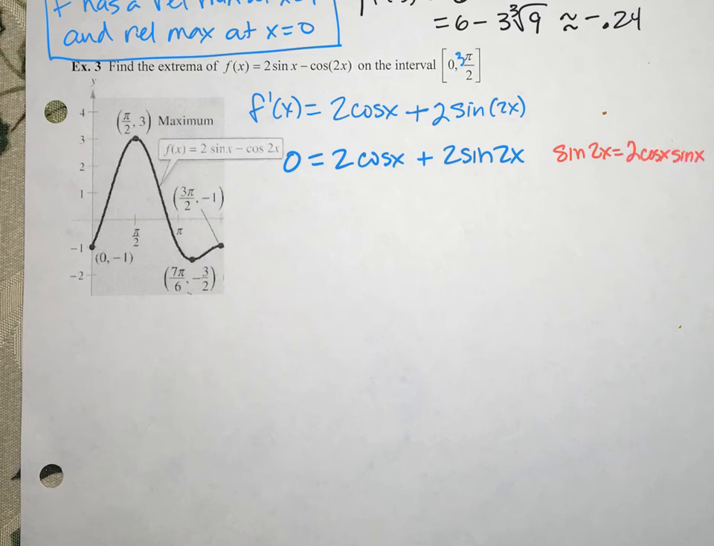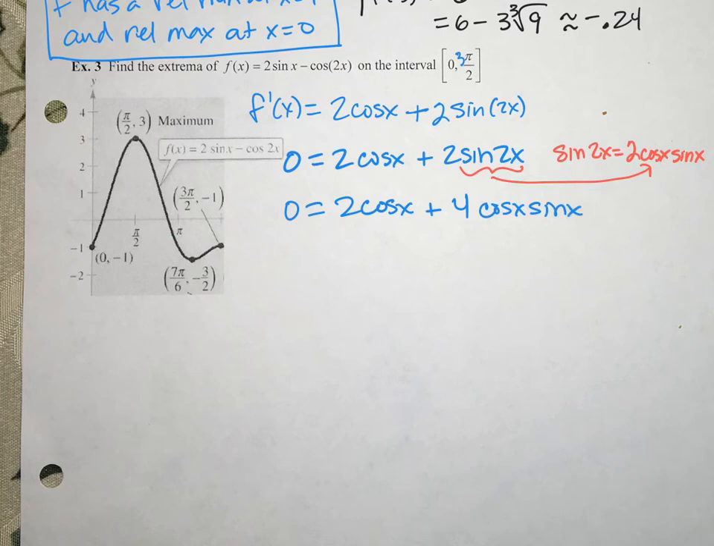Now, if you don't recall that, don't worry about it. We're going to see a lot of trig in this example, but don't worry about having to do a whole lot in your homework. So what I'm going to do is take this sine 2x and replace it with this double angle formula. So we'll rewrite this as 0 equals 2 cosine x plus 2 times, well, it'd be 2 times 2, which is 4. So let me erase that 2 and make it 4. So it's going to be 4 cosine x sine x.